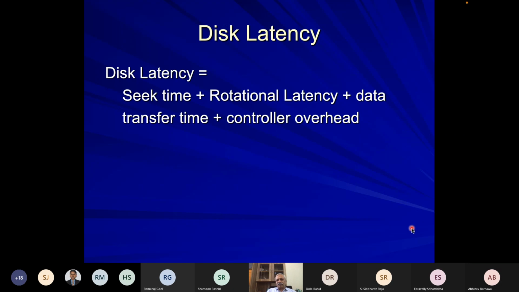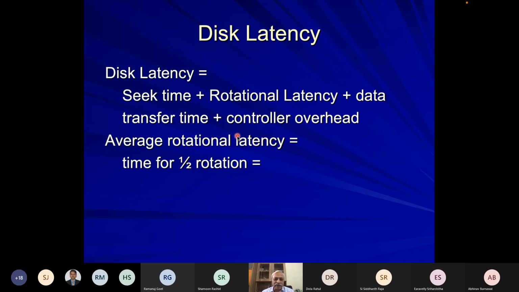So the disk latency is the sum of seek time, rotational latency, plus data transfer time, plus some time the controller may take. There is a disk controller sitting there which manages all this, and there may be some cycles spent in that. Normally the controller overhead would be typically smaller than other latencies.